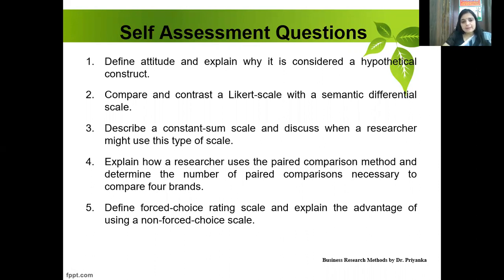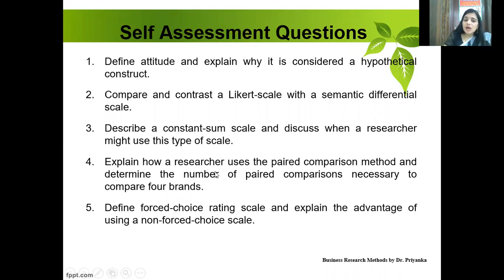Then, describe a constant sum scale and discuss when a researcher might use this type of scale. A constant sum scale demands that the respondent divide points among several attributes to indicate their relative importance. For example, we discussed distributing 100 points among brands A, B, and C as per their preferences.